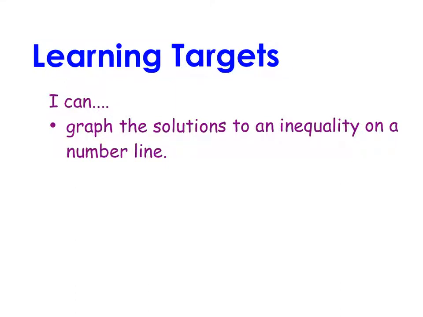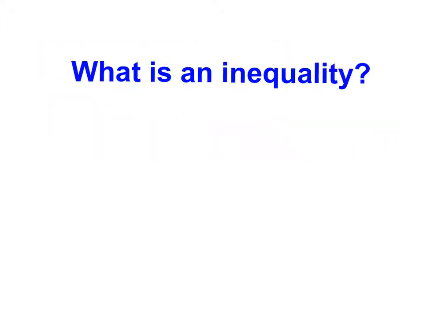In this lesson, we're going to focus on graphing the solutions to an inequality on a number line. To begin, we need to talk about what an inequality actually is. And there are four symbols that denote that something is an inequality. One of them is the less than symbol, the less than or equal to symbol, the greater than symbol, and the greater than or equal to symbol.